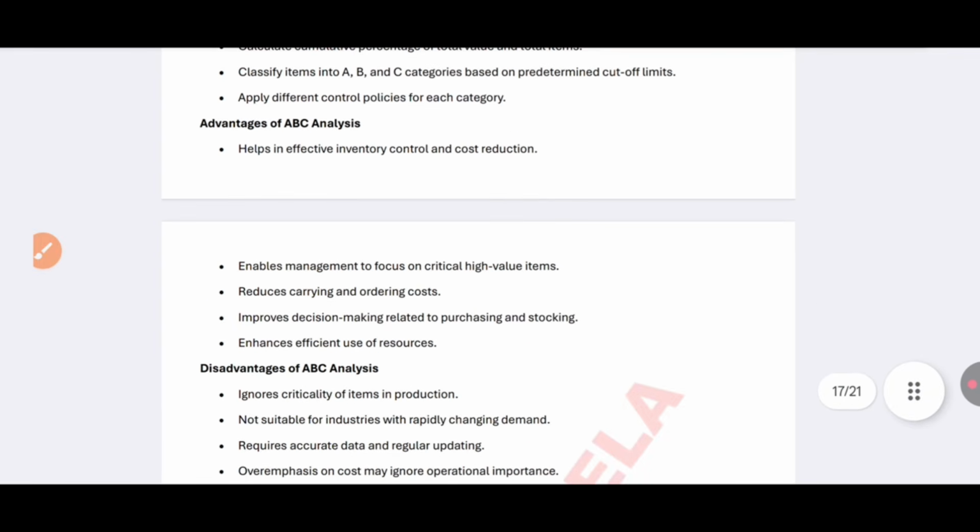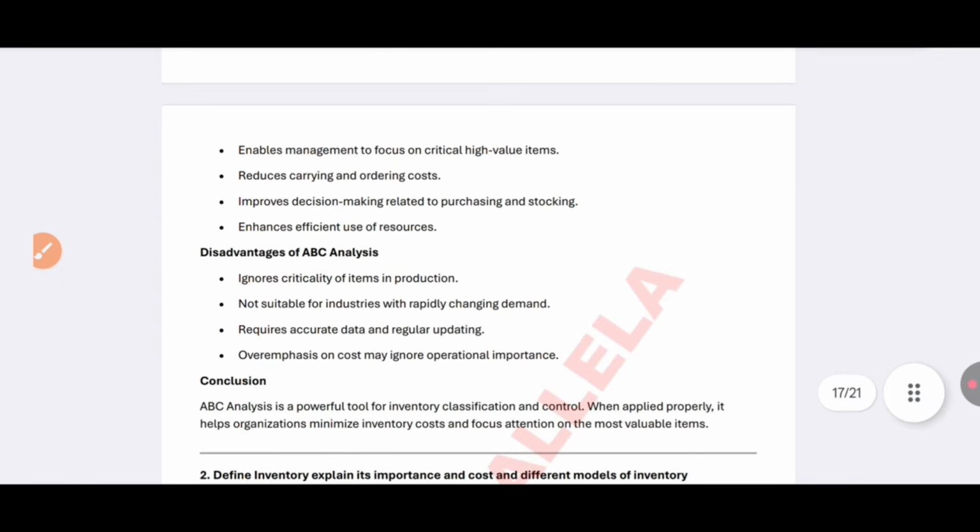So what are the advantages of this? It improves efficient inventory control, it enables the management, it reduces the expenses, it improves the decision making, and it enhances the utilization of the resources. So these are the advantages.